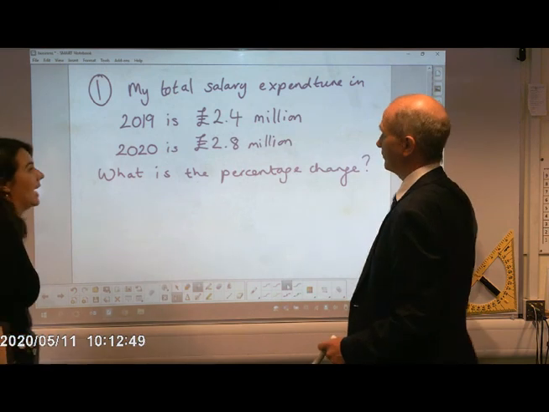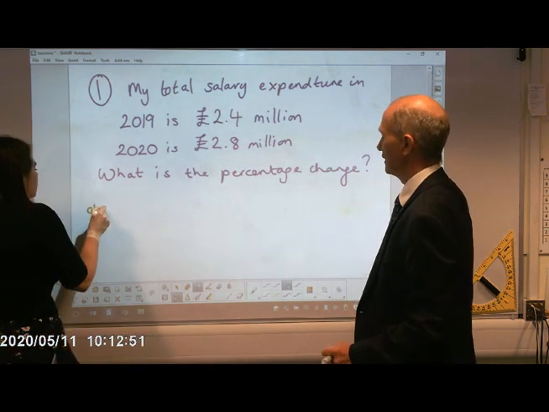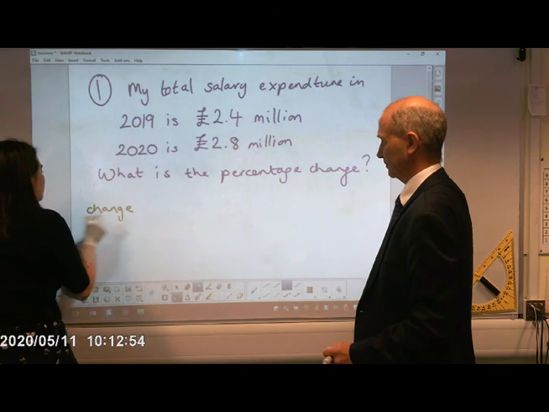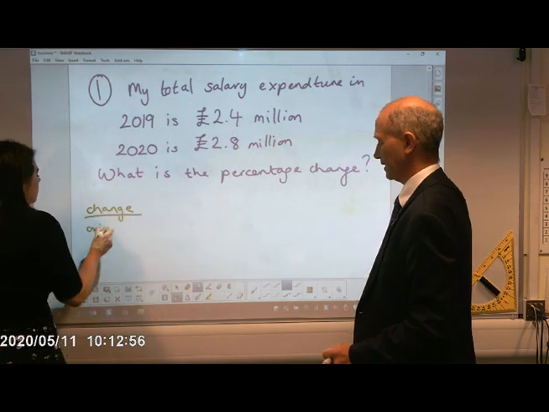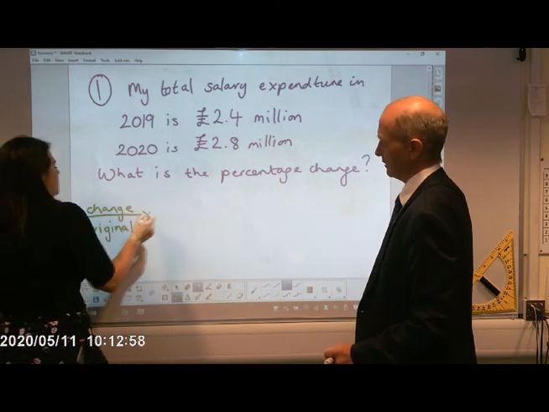So we're going to start with percentage change. You will remember that is change divided by original, times 100. It's 100 because it's a percentage.